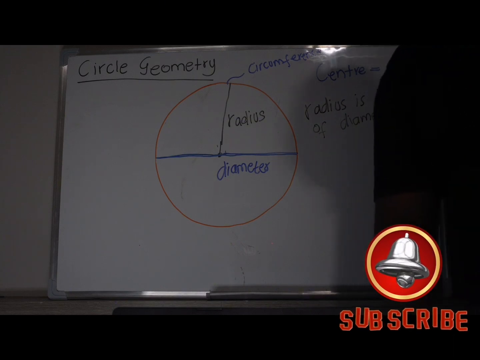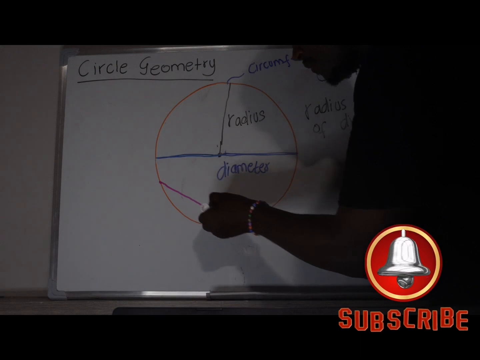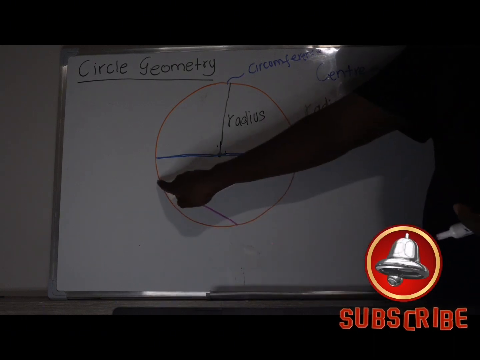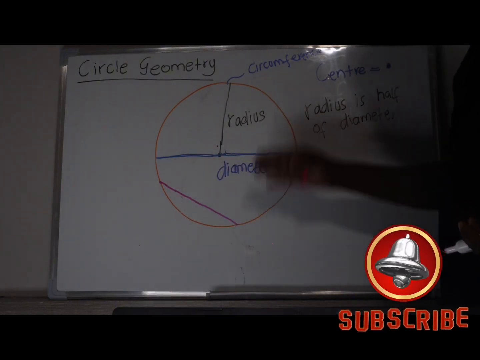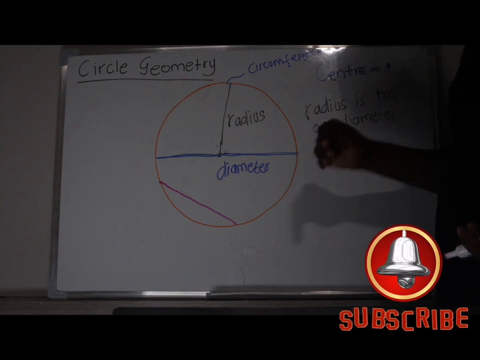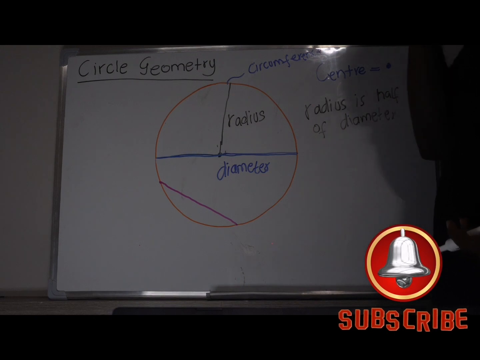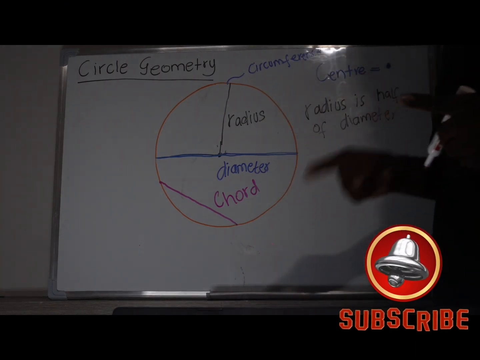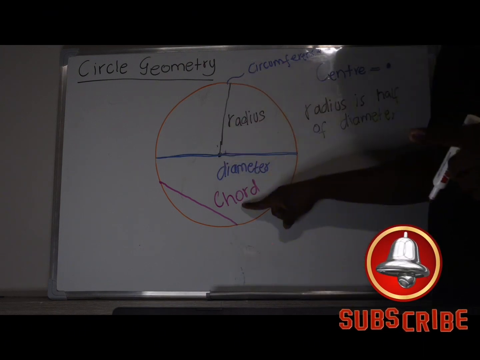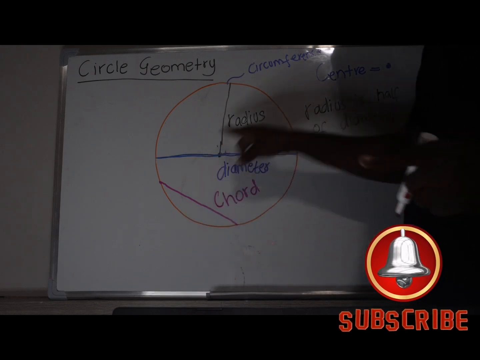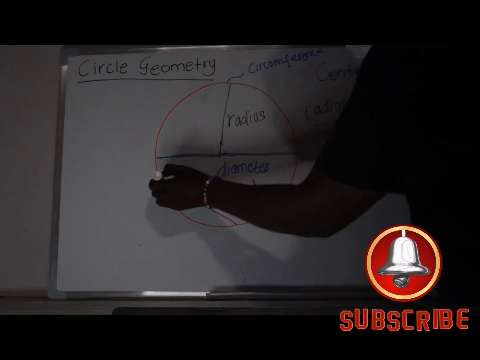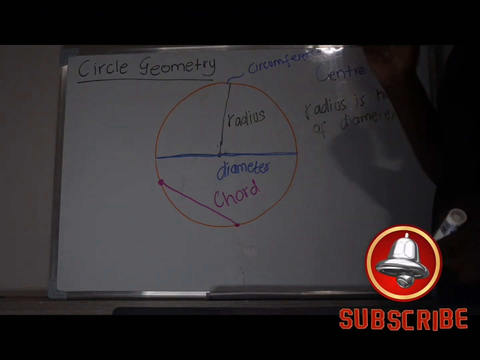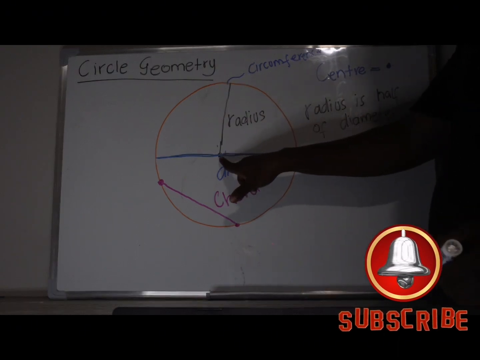The last one that you need to know, which is very important, is the chord. What is a chord? A chord is a straight line segment whose endpoints both lie on the circular arc. This is a chord. A chord is not a radius. You must remember the difference between radius and chord. A radius goes from the center to the circumference, but a chord goes from one endpoint to another endpoint, not from the center. A chord does not touch the center. It does not start from the center. Only a radius starts from the center to the circumference.